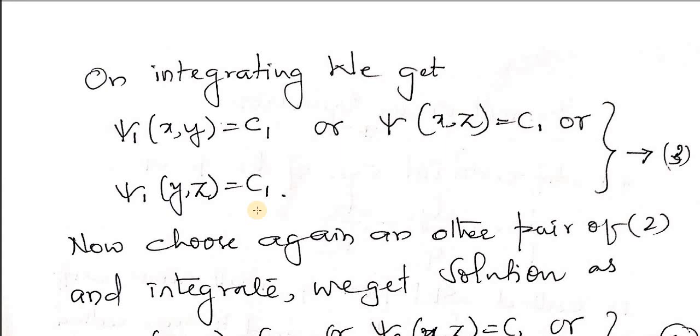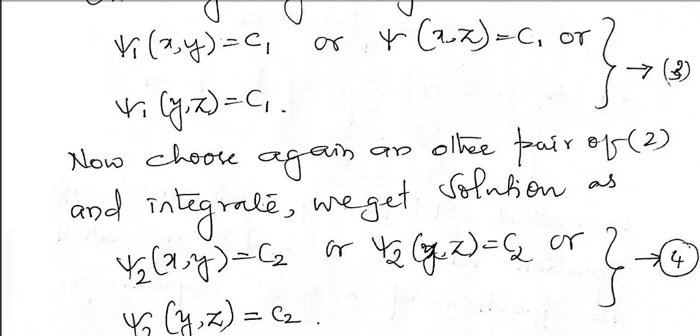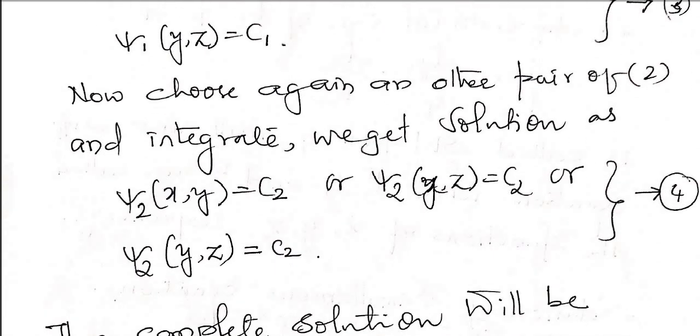Or suppose I have chosen second and third, the solution will be a function of y and z. So this equation 3 is the type of solution which we get on integrating the chosen pair of the differential equation. So now we have chosen one pair of that. Now I have to choose another pair.